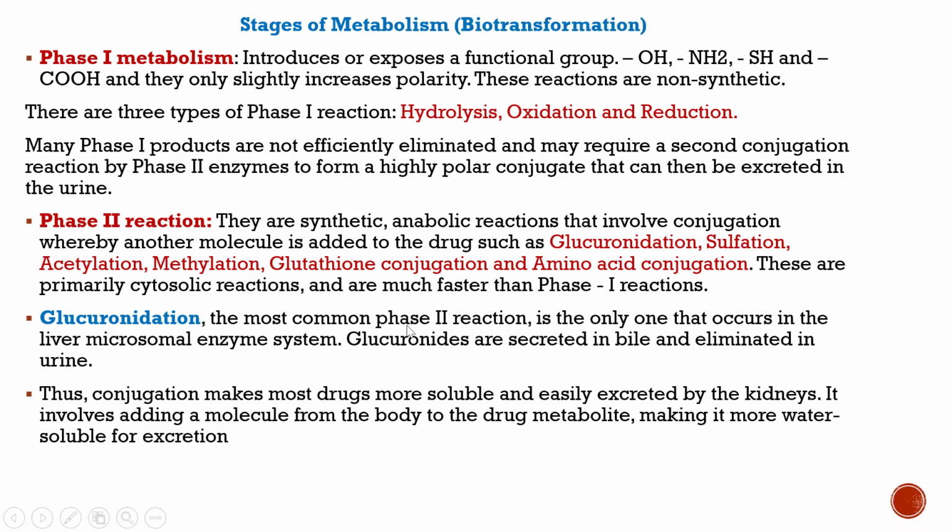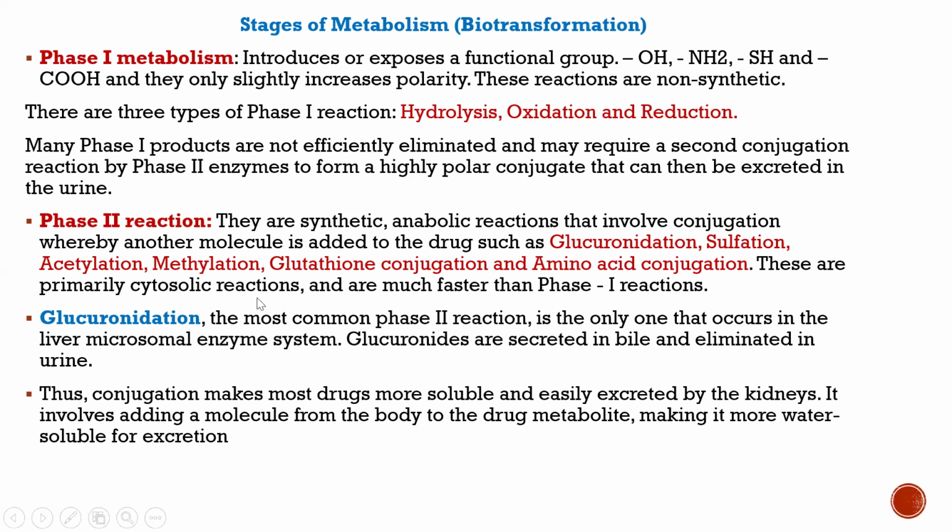Glucuronidation is the most common phase two reaction. It is the only one that occurs in the liver microsomal enzyme system, and the glucuronides are excreted in bile and eliminated in the urine. So most drugs that are conjugated with glucuronides are secreted in the bile and also eliminated in the urine. Okay, so these are the different stages of the metabolism.